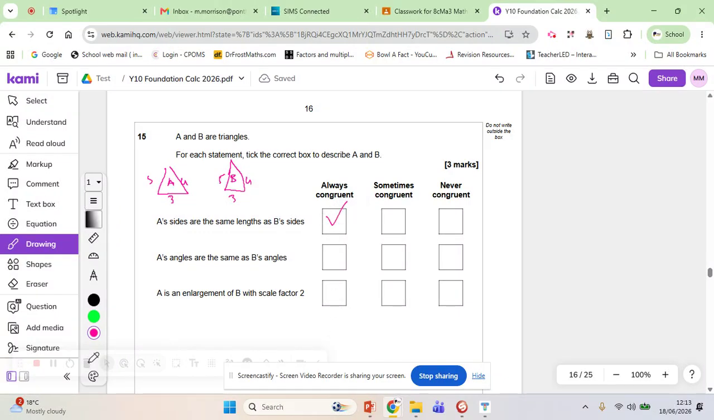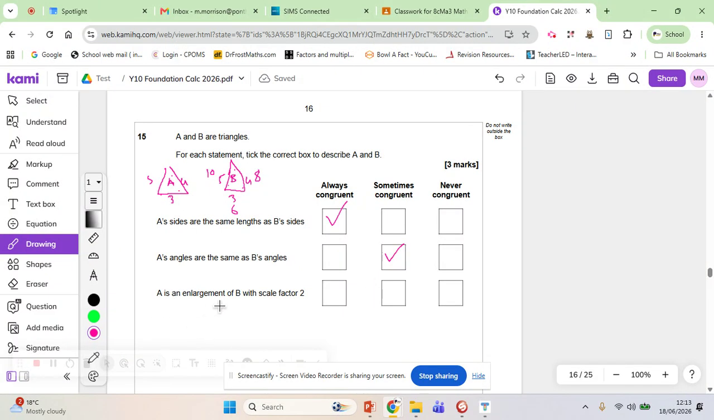Congruent means identical in every way, so all the sides are the same, and all the angles would have to be the same as well, and it's got to be the same shape. A's angles are the same as B's angles, that will only sometimes be congruent, because it could be that these angles are all the same, but we could have multiplied this by 2 to get 6, 8 and 10. They would still have the same angles, but the dimensions would be different, so therefore it wouldn't be congruent. But there could be occasions that it is, so we can only say sometimes.